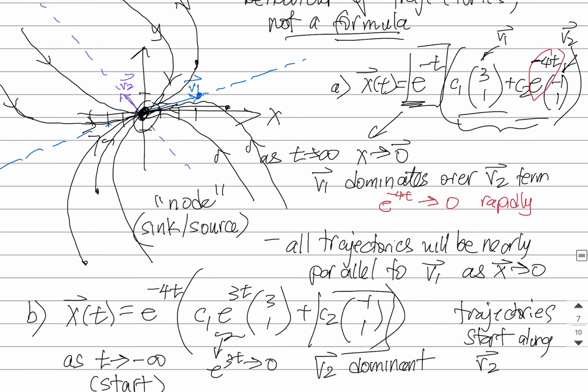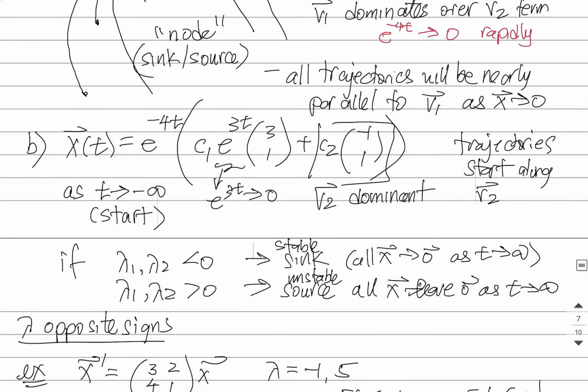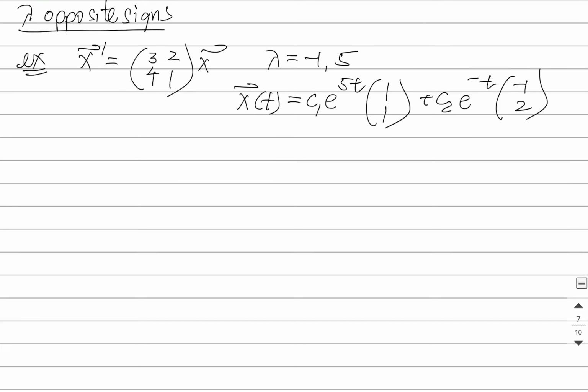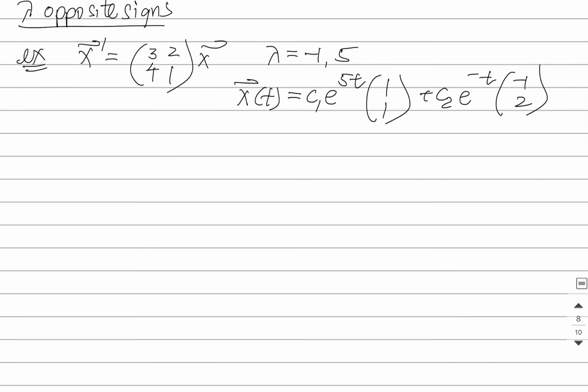And they will have the same qualitative picture. You begin along one eigendirection and you end parallel to the other one. And it just depends on which one is dominant there. Now, the final situation here is when our eigenvalues have opposite signs. One's positive, one is negative.